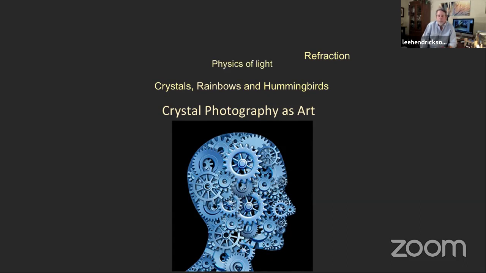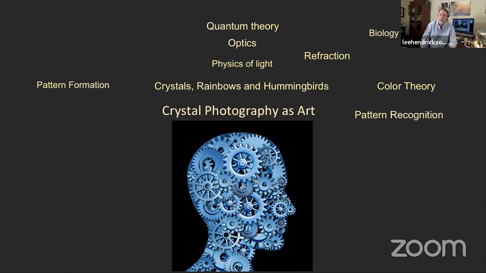That got me interested in how the physics of light works, how optics work, how color theory works. Why do I choose a certain color pattern? Why is it successful as a fine art piece and others are not? Or why is it successful with the observer? This got into a lot of ideas about quantum theory, about the biology of vision, about pattern formation and pattern recognition. Why do I pick out certain things under the slide?